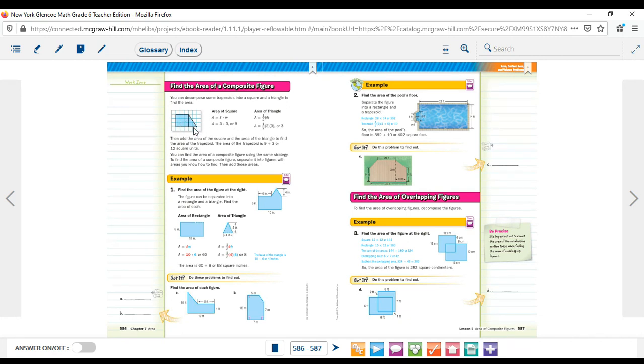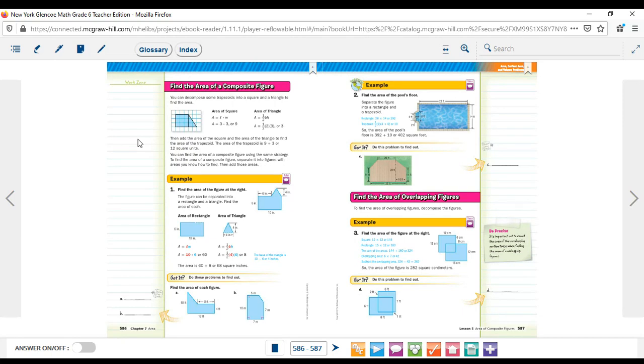Then you would find the area of the triangle, and we know that formula is half of base times height. The base is 2, so I'm going to do half of 2. The height is 3. Half of base times height is going to be 3. Then what you need to do is add them together. You add the area of the square and the area of the triangle to find the total area of this trapezoid. So it's 9 plus 3, or you could say 12 square units or 12 units squared.